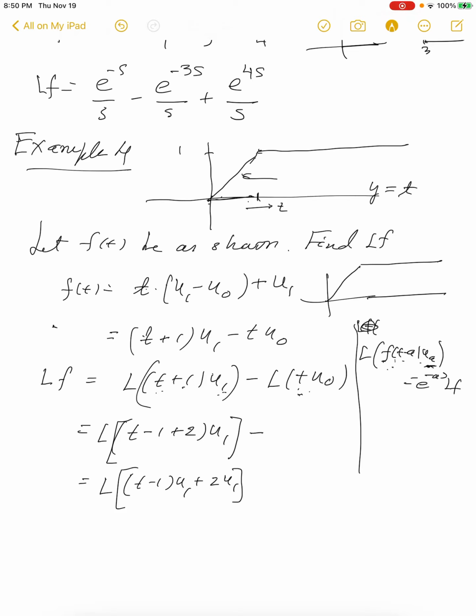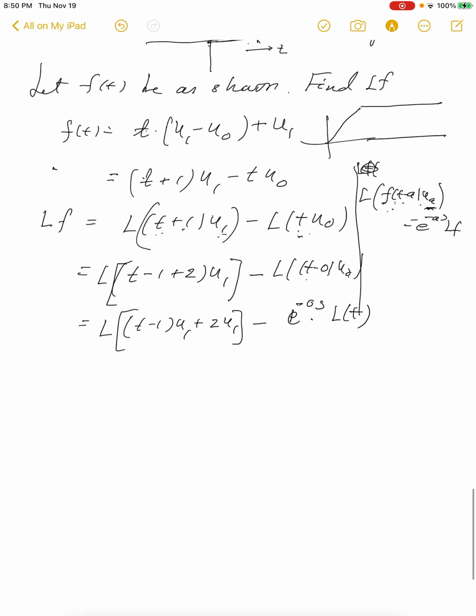This is quite easy. This is L of t minus 0 u0. And so this Laplace transform by the formula will be, a is 0, so it is e to the minus 0 s times the Laplace transform of t. So continuing this, the last term is going to be just 1, and the Laplace transform of t is 1 over s square.